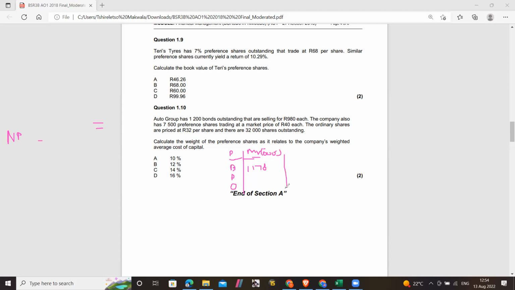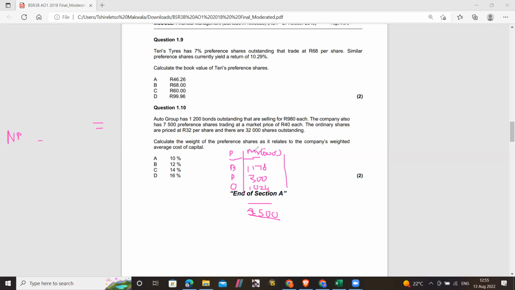And then the next one is preference shares. So preference shares is 7,500 multiplied by 40. That gives us 300,000. So this one is 300 thousand. And then for the ordinary shares it is 32 multiplied by 32,000, which is 1024 thousand. So 1,024,000. And then what is the total here? It's 2,500, 2.5 million. That's the total here.